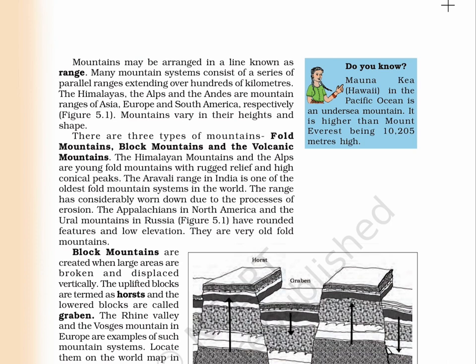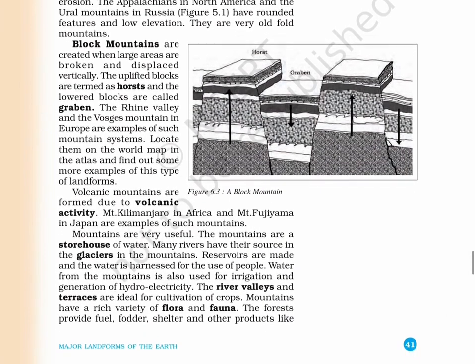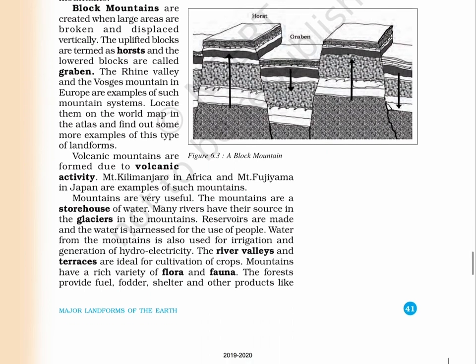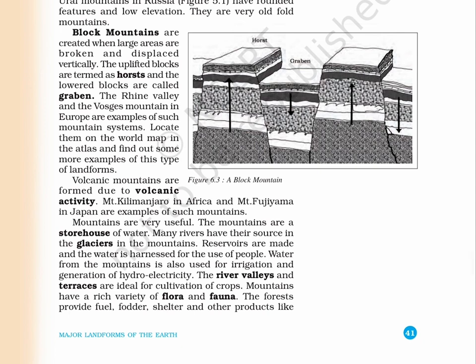Block mountains are created when large areas are broken and displaced vertically. The uplifted blocks are termed as horsts, and the lowered blocks are called graben. The Rhine Valley and the Vosges Mountain in Europe are examples of such mountain systems. Locate them on the world map in the atlas and find out some more examples of this type of landforms. Volcanic mountains are formed due to volcanic activity. Mount Kilimanjaro in Africa and Mount Fujiyama in Japan are examples of such mountains.